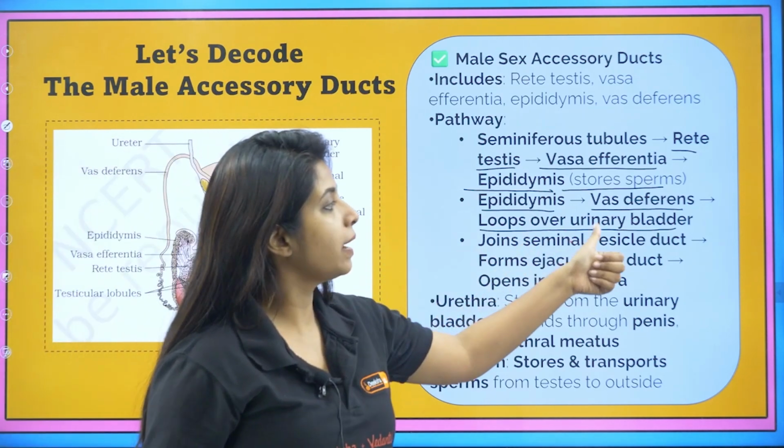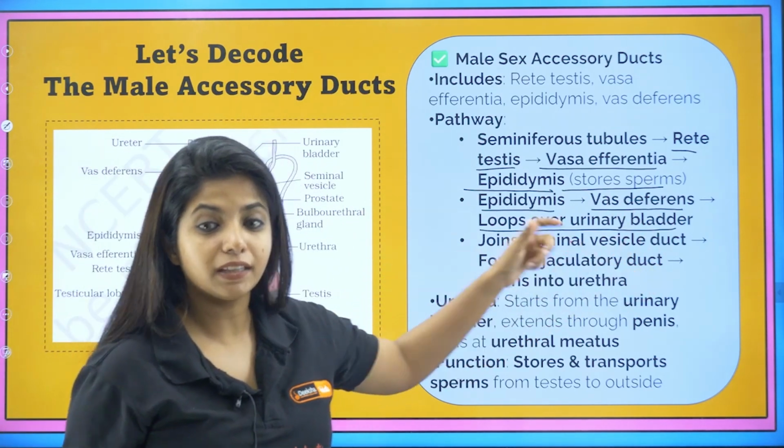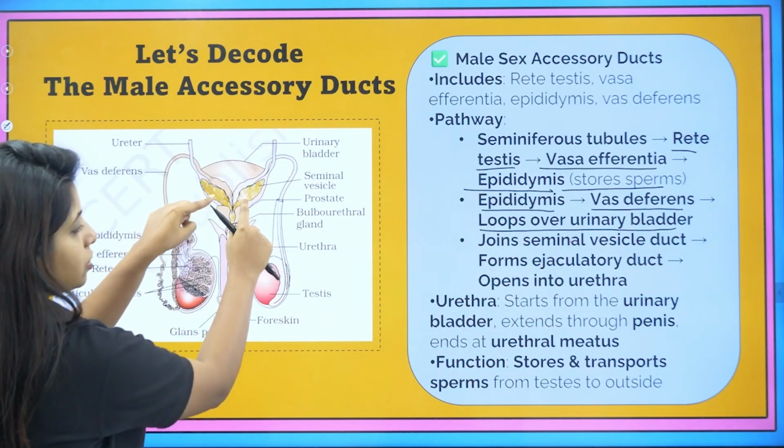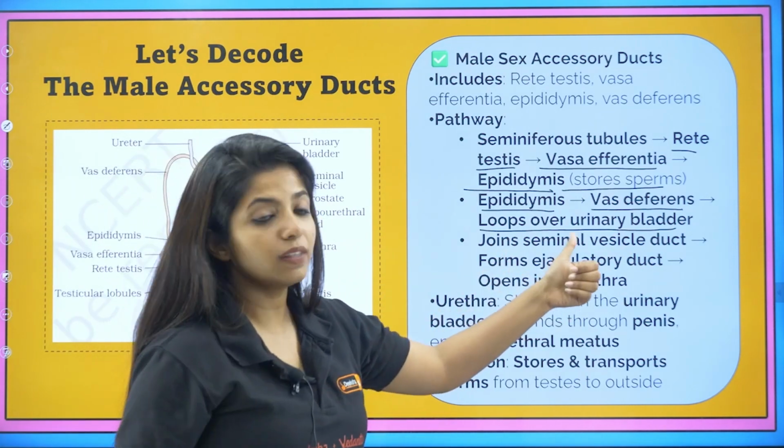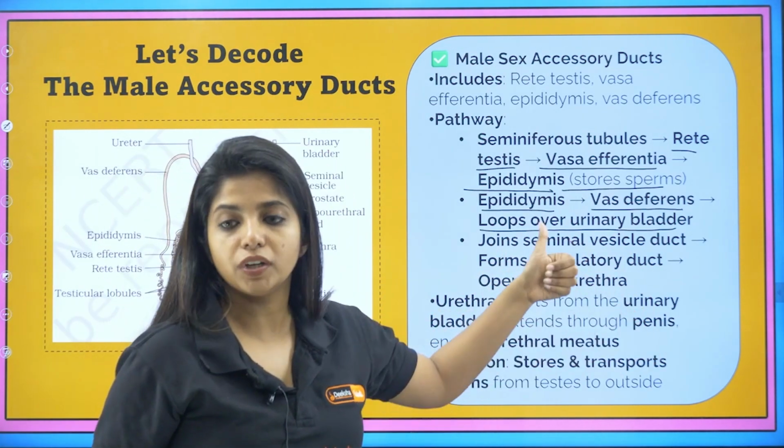Now, it joins the seminal vesicle duct. What is the seminal vesicle? The gland I was talking about. These are the glands which are there. They join together to form the ejaculatory duct, and it opens into the urethra.